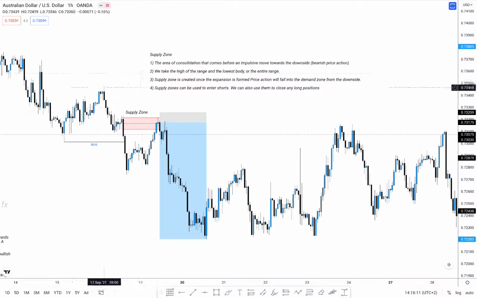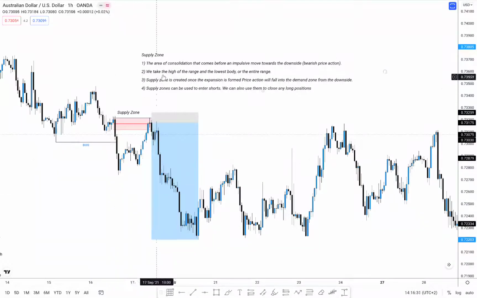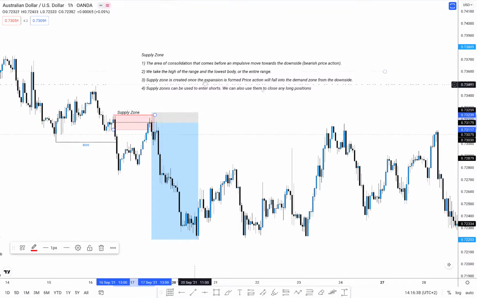Okay, cool. So supply is the area of consolidation that comes before an impulse move to the downside, bearish price action, right? So we do know that the trend is bearish at this point. We have our consolidation block, bearish consolidation block over here. We do have that break of structure to the left, and this is our expansion to the downside, guys. Once we get that expansion, we take the high of the range, which is over here. Let me just adjust that a bit. Take the high of the range and the lowest candle body. So the lowest candle body will obviously be here, right?